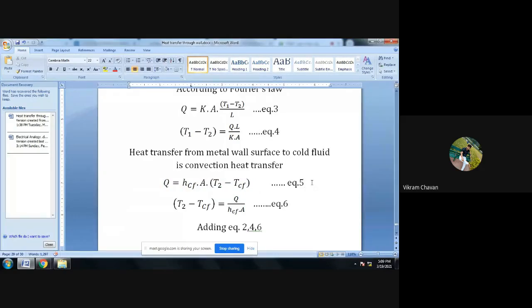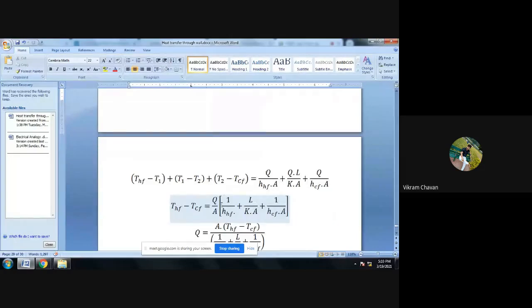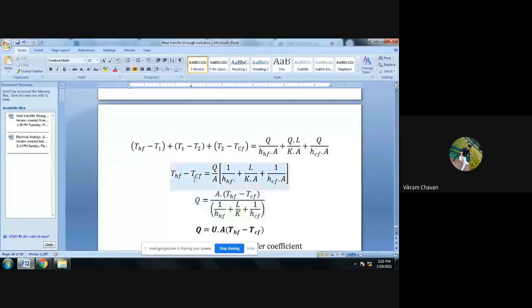Have you written this? Then once again write down: we have to convert this equation into the form of a temperature difference. So the temperature difference T2 minus Tcf is equal to Q divided by h suffix cf multiplied by area. Once you have found these four temperature differences, we have to put them in the format and add up the equations. Addition should be done in such a manner that the left hand side is added to the left hand side and the right hand side is added to the right hand side. So we have done this, and we have determined the U value.